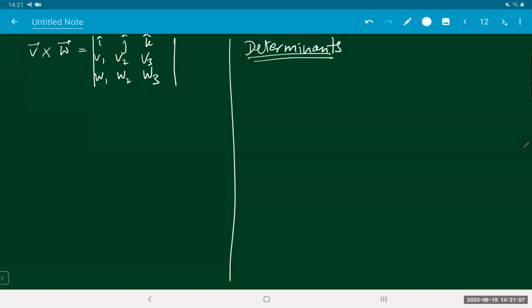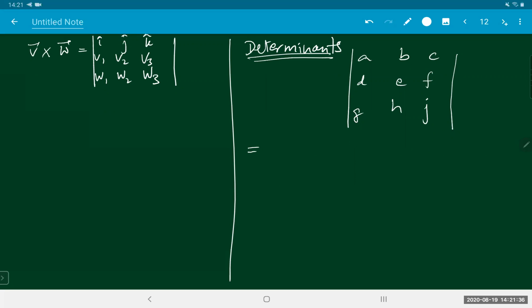So a determinant is essentially this kind of, well, not necessarily 3 cross 3. In general, it can be an n cross n grid. So if I say A, B, C, D, E, F, G, H, I, not I, because that is square root of minus 1, J, let's say. So if I have this kind of grid, then the determinant of this is defined as follows.